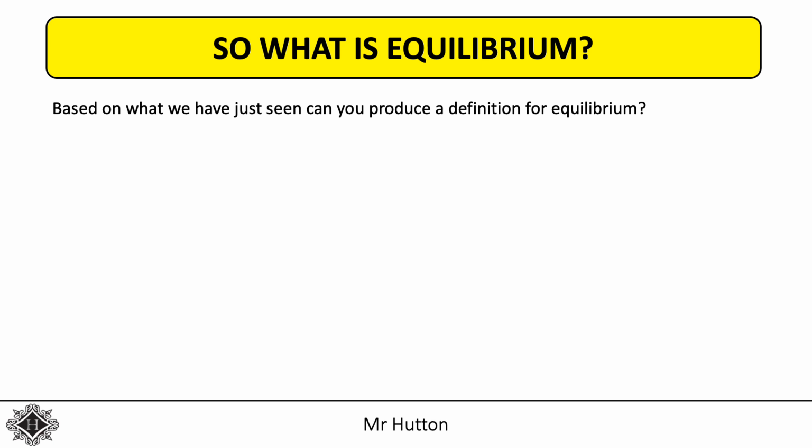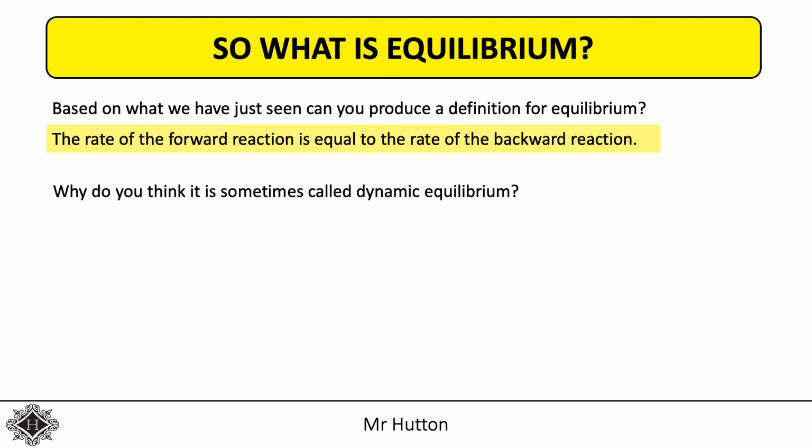But based on what we've just seen, can you come up with a definition for equilibrium in terms of the rate of reaction, linking that to the forward and the backward reactions? Excellent. The rate of the forward reaction is equal to the rate of the backward reaction. That is what equilibrium is. It's when the rates of the forward and backward reactions are equal.